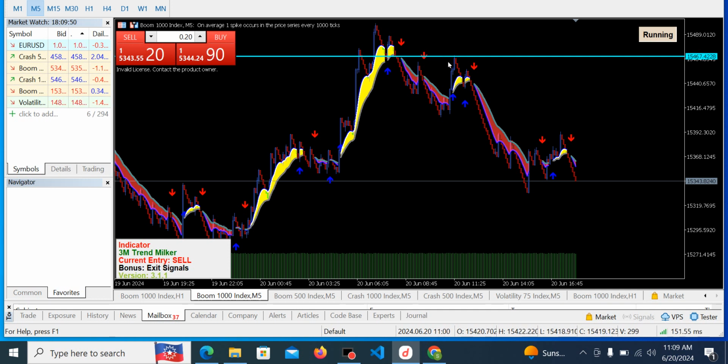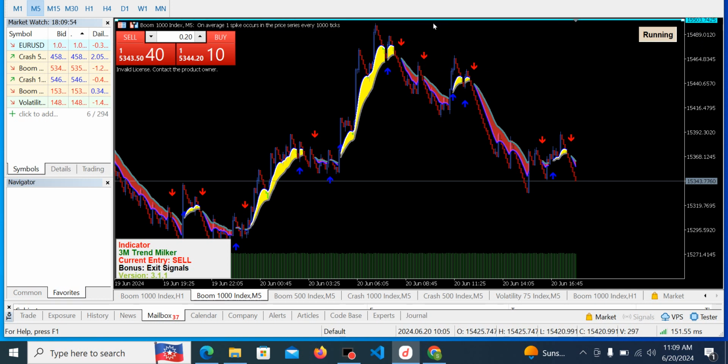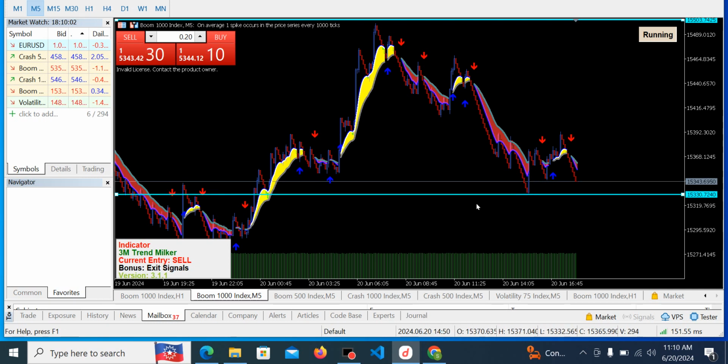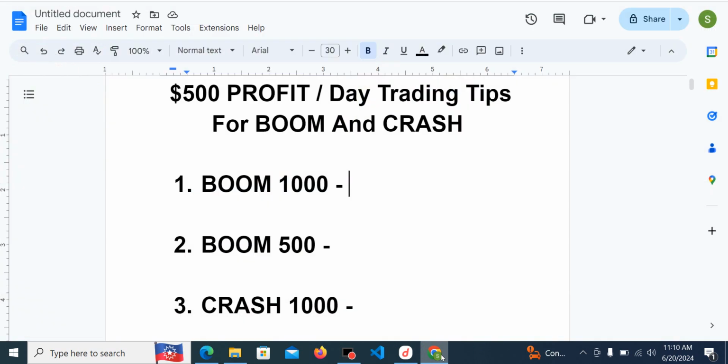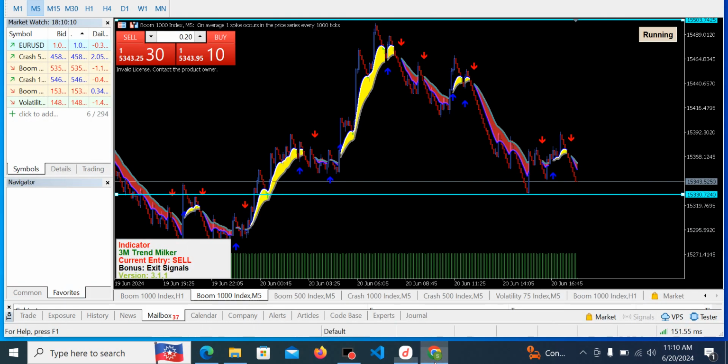Okay, it was unable to go above that resistance zone, so it started a downtrend right from there. And of course it kept on selling, and it is still selling at the moment, even though it will need to break out below this particular support zone. So this is going to be giving us more of a selling opportunity than a buying opportunity. Okay, the next asset is going to be Boom 500. Let's check it out right away.